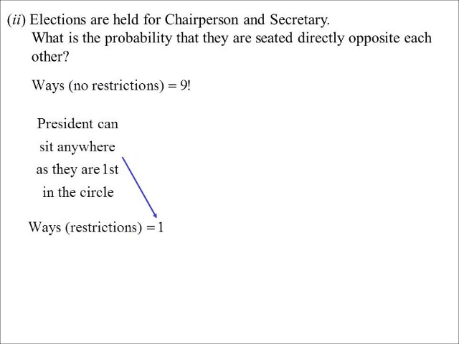Now, work out the restrictions. Let's say the president. Well, they can sit anywhere. They're the first person we're going to put in this circle, so there's just one way of doing it. But now we're saying the secretary's got to be opposite. So there's only one spot now that the secretary can go, straight across from wherever the president decided to sit down.